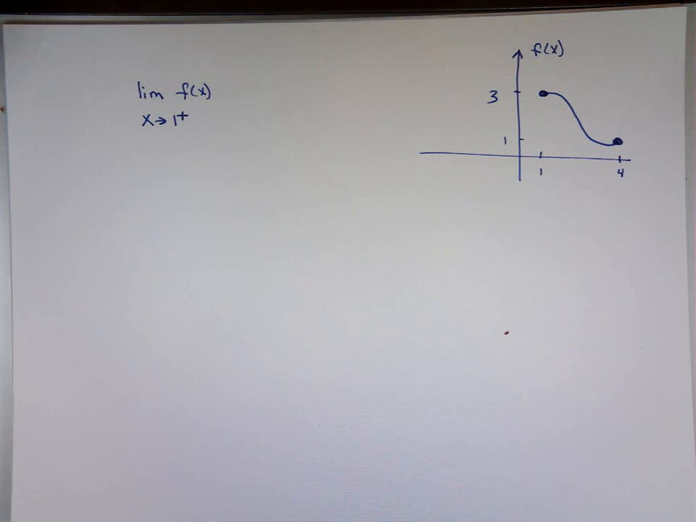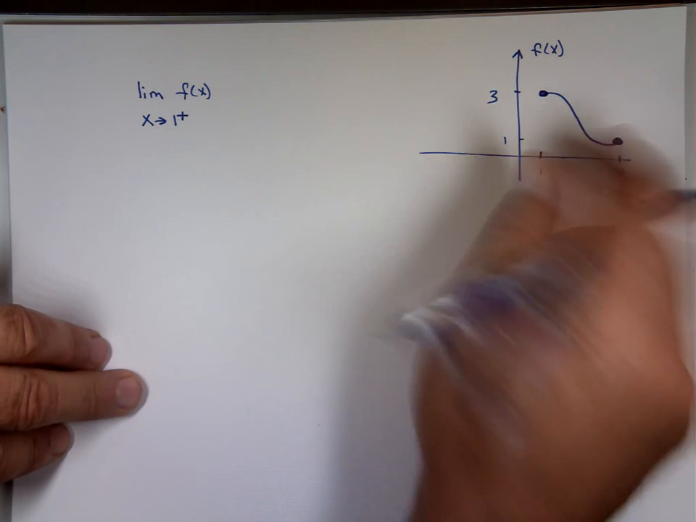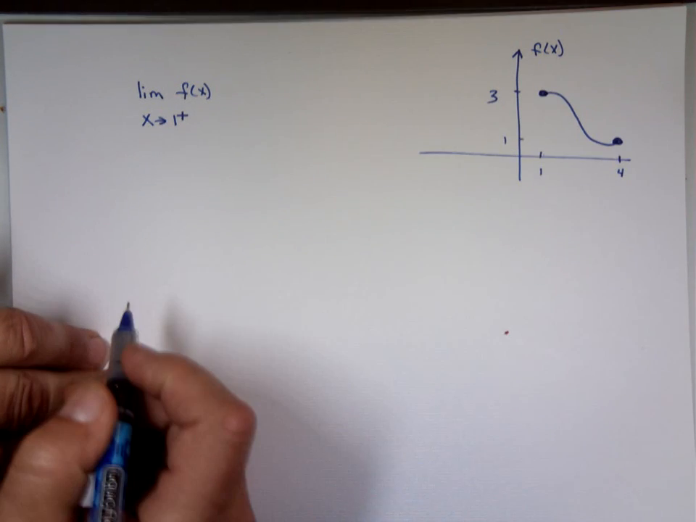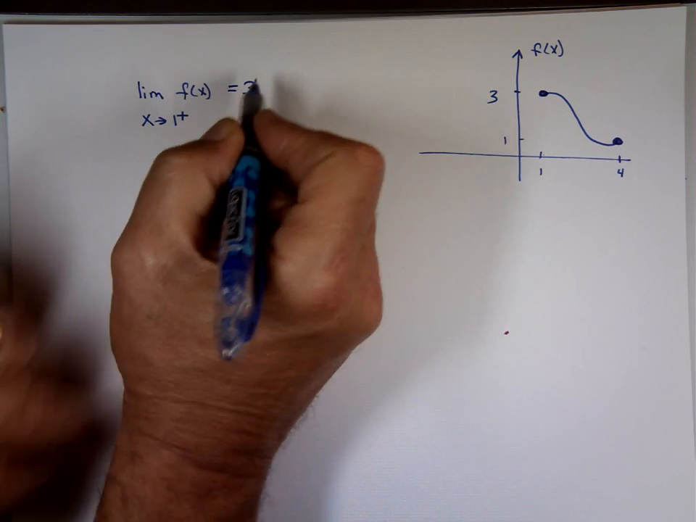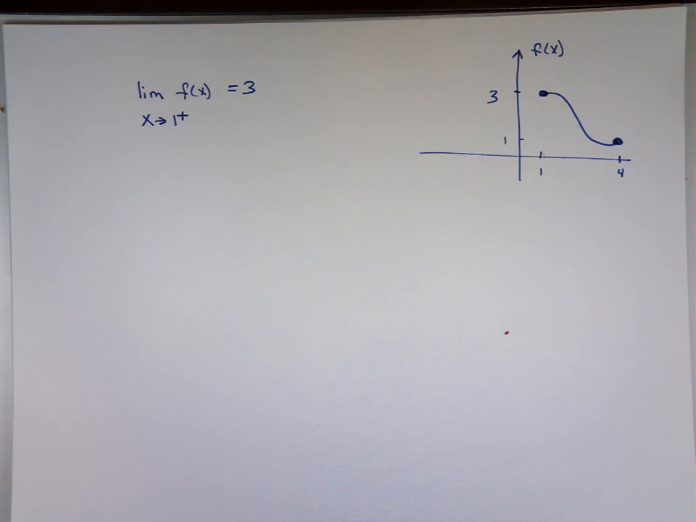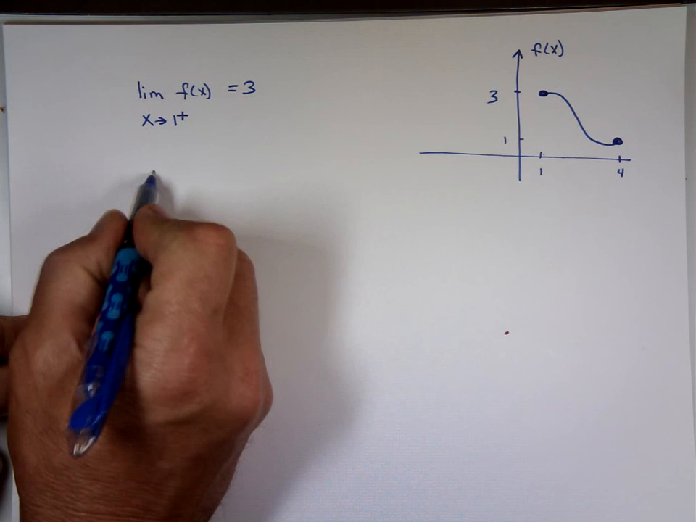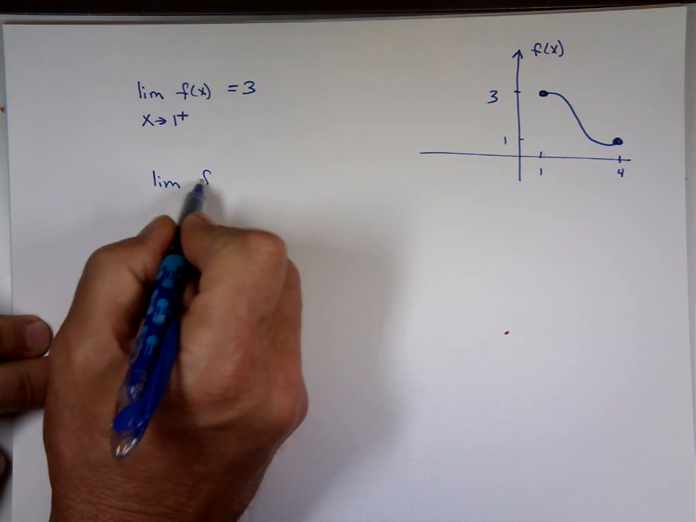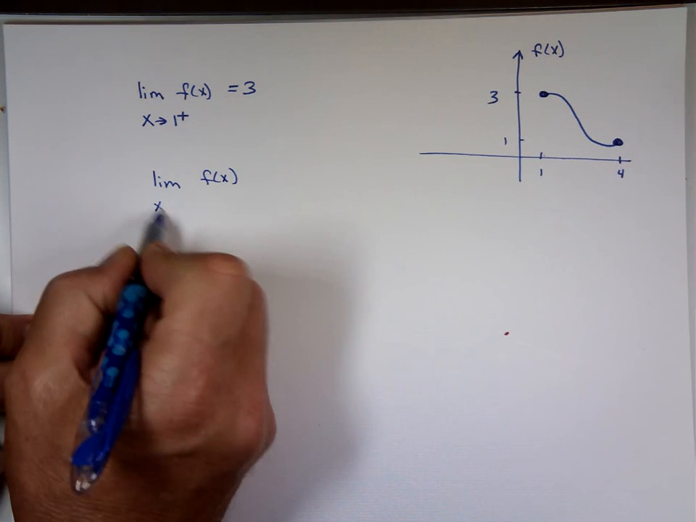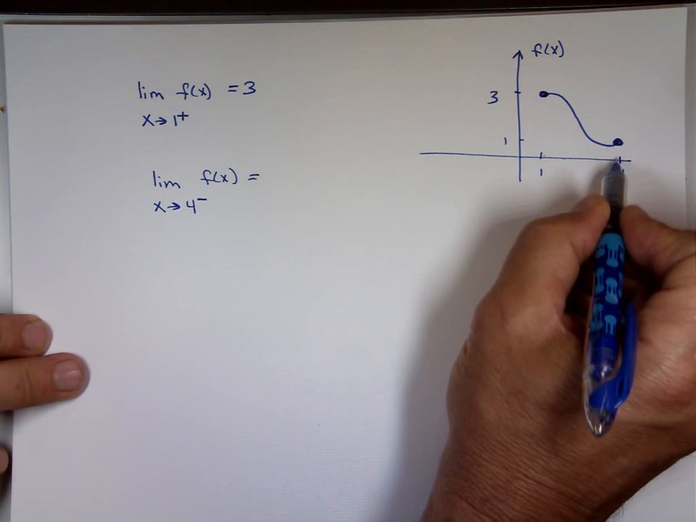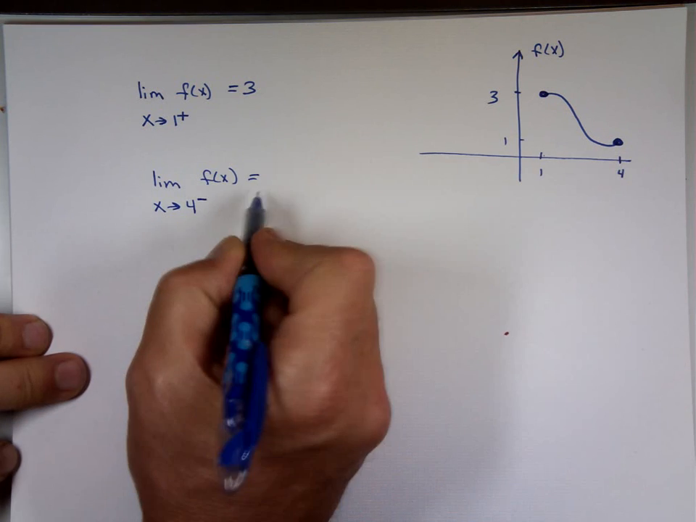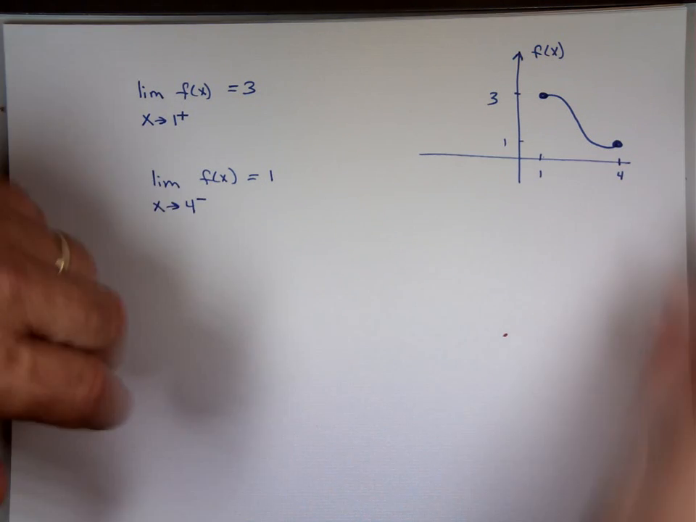From the right side, as you come from here, what is the y value getting closer to? 3. I can't ask you from the left side. Left side doesn't exist. The function is not defined there. And when you approach the 4, I can only ask you which side? From the left side. As you approach the 4 from this end, what's the y value? 1. But I can't ask you from that end. The function is not defined.